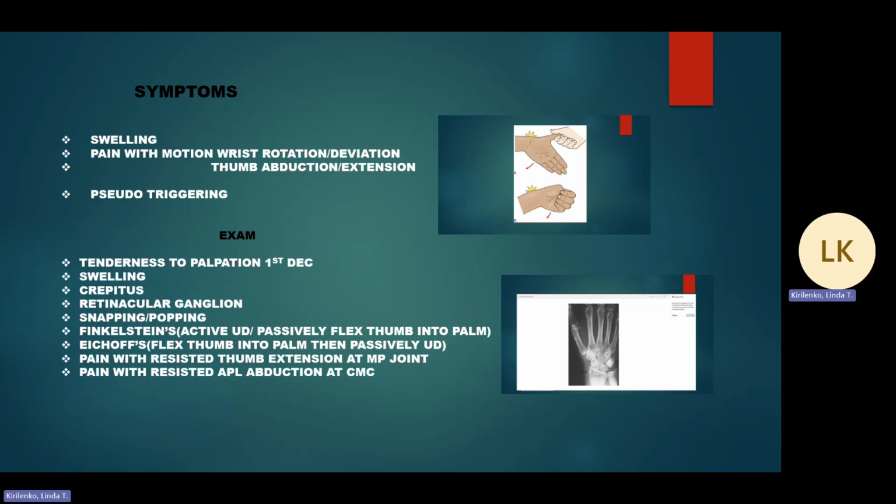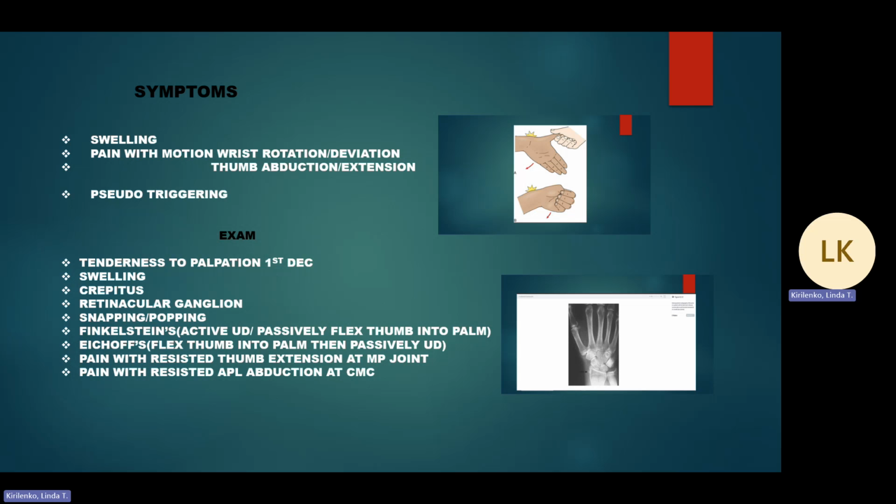Symptoms: pain, pain with motion, especially wrist rotation or deviation, or with thumb abduction or extension. There may be pseudo-triggering, as we discussed a little bit earlier under trigger digits, where you feel a popping sensation as the thumb moves, not to be confused with trigger thumb.